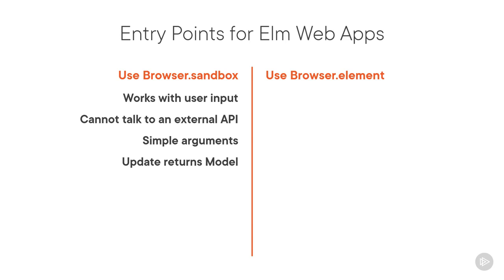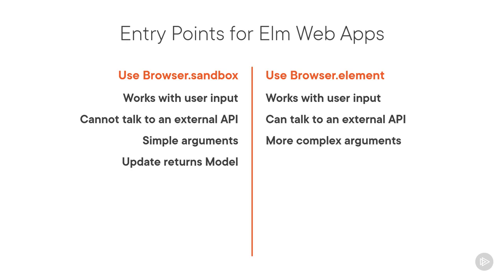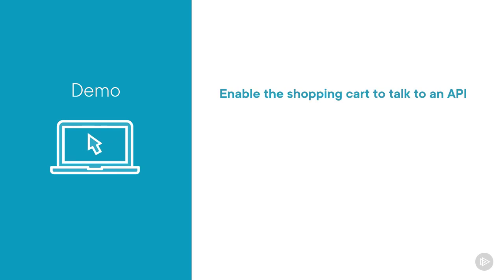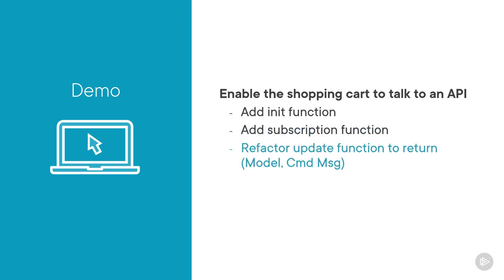Instead, we need to use Browser.element, which also works with user input. It allows talking to external APIs. The downside is that it requires more complex arguments. Furthermore, the update function must return a tuple with a model and a command, as we saw earlier. Let's have a demo to enable the shopping cart to talk to an external API. We need more complex arguments, so we'll define a new init function and a new subscription function as arguments to Browser.element. Also, we'll refactor the update function to return a tuple with model and command. Finally, we'll show the new status message on the web app since it's already part of the model.